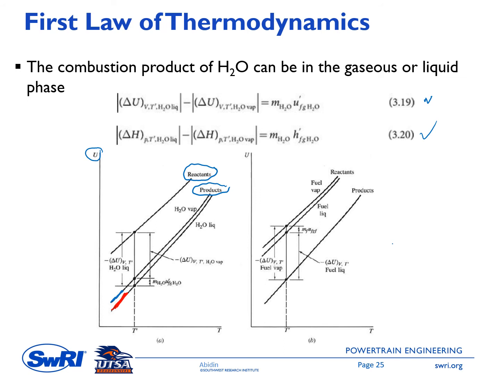Similarly, we might have a fuel in liquid phase or fuel in gaseous phase, and we can do the same thing here. On the right side we have two lines for the reactant. The first line is when the fuel is in the gaseous phase, and the second one is when the fuel is in the liquid phase. The difference between these two lines, blue and red, is the evaporation energy of the fuel.